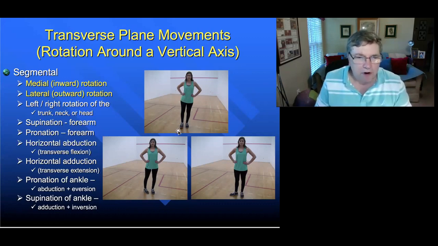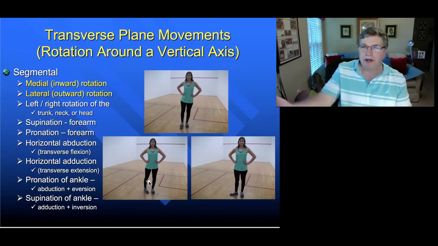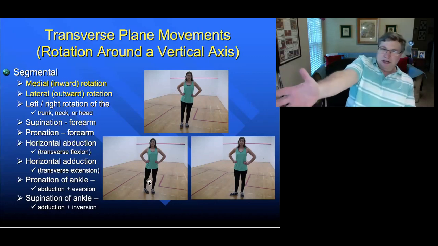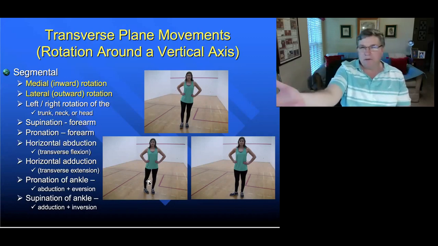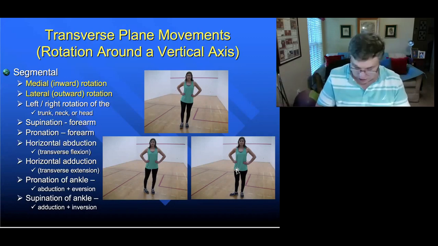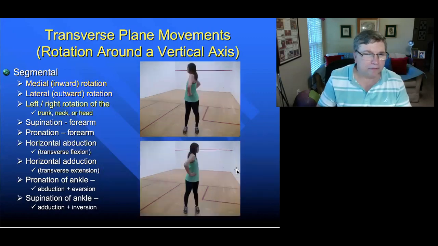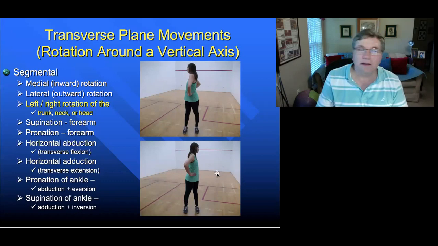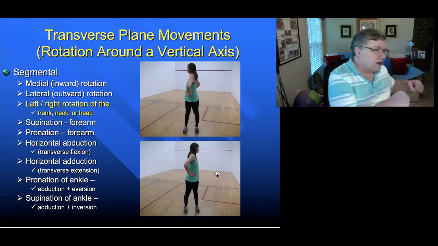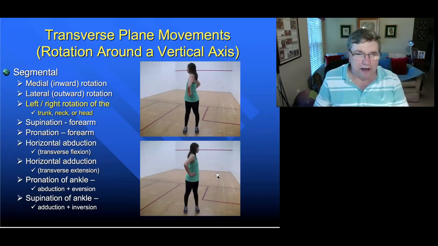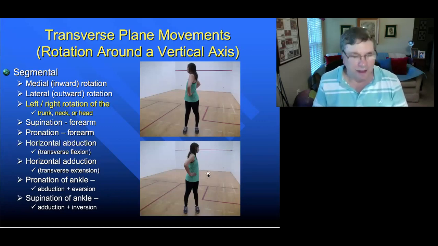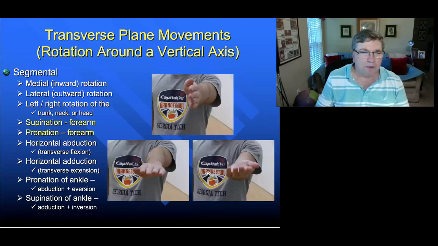So if you point your toe inward, that's medial rotation. From the anatomical position, if the thumb points inward, that's medial rotation. If the thumb points outward, that's lateral rotation. Left and right rotation of the neck, trunk, etc. That's where those abdominal obliques come in. Good workout for that. We have pronation and supination of the forearm.